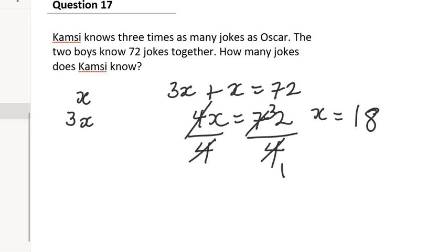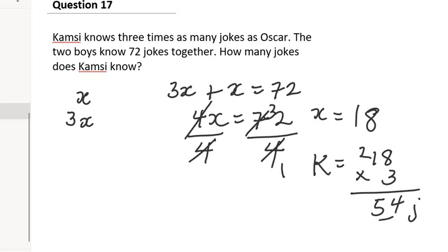That means Oscar knows 18 jokes. So Kamsi knows 3X. Kamsi's jokes will be 18 times 3, because it's 3X. 3 times 8, 24. 4 carry 2. 3 times 1, 3 plus 2, 5. The answer will be 54 jokes for Kamsi.